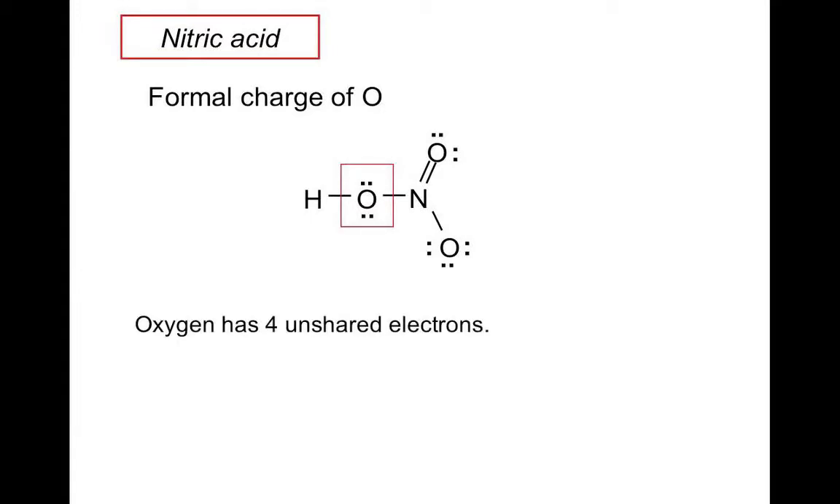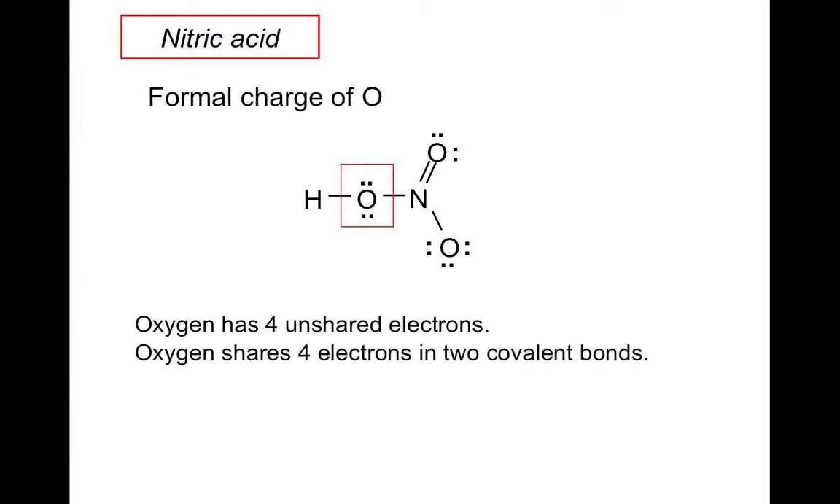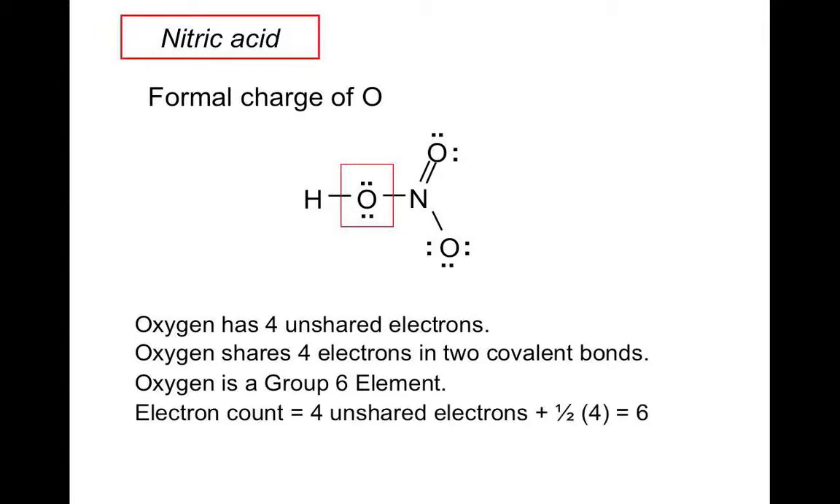Oxygen has 4 unshared electrons in this Lewis diagram. Oxygen is sharing 4 electrons in 2 covalent bonds, 1 bond to the hydrogen and 1 bond to the nitrogen. We know that oxygen is a group 6 element from looking at the periodic table, so let's do the electron count. 4 unshared electrons plus 1/2 of the 4 shared electrons gives us 6. To calculate the formal charge, we take 6, the group number, subtract the electron count of 6, which gives us 0. This oxygen in nitric acid has a formal charge of 0.